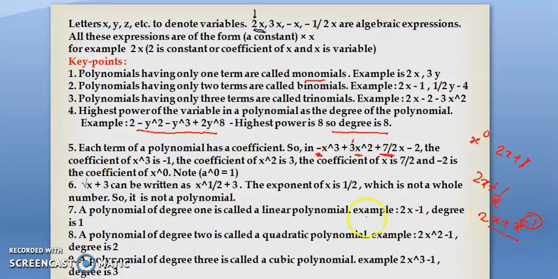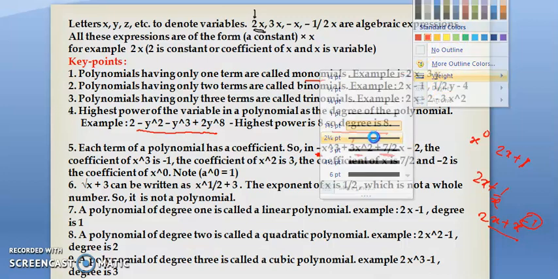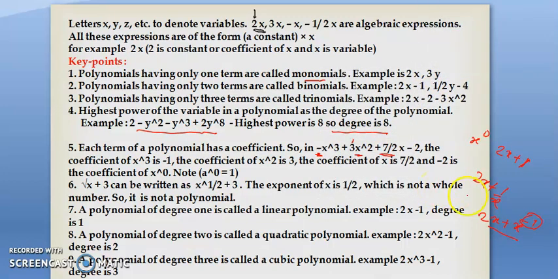A polynomial having degree 1 is known as a linear polynomial. If the degree of the polynomial is 2, then it is known as quadratic, and if the degree is 3, then it is known as a cubic polynomial.